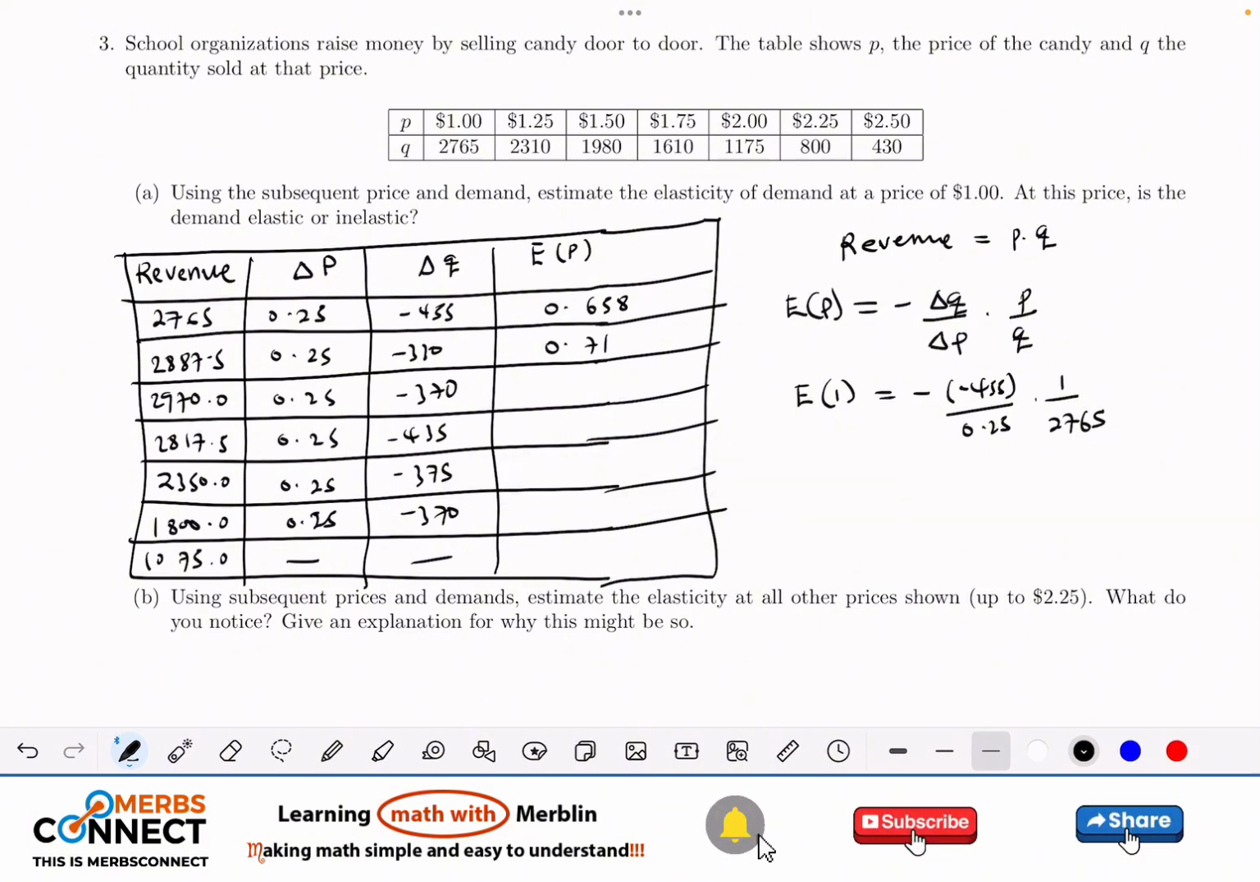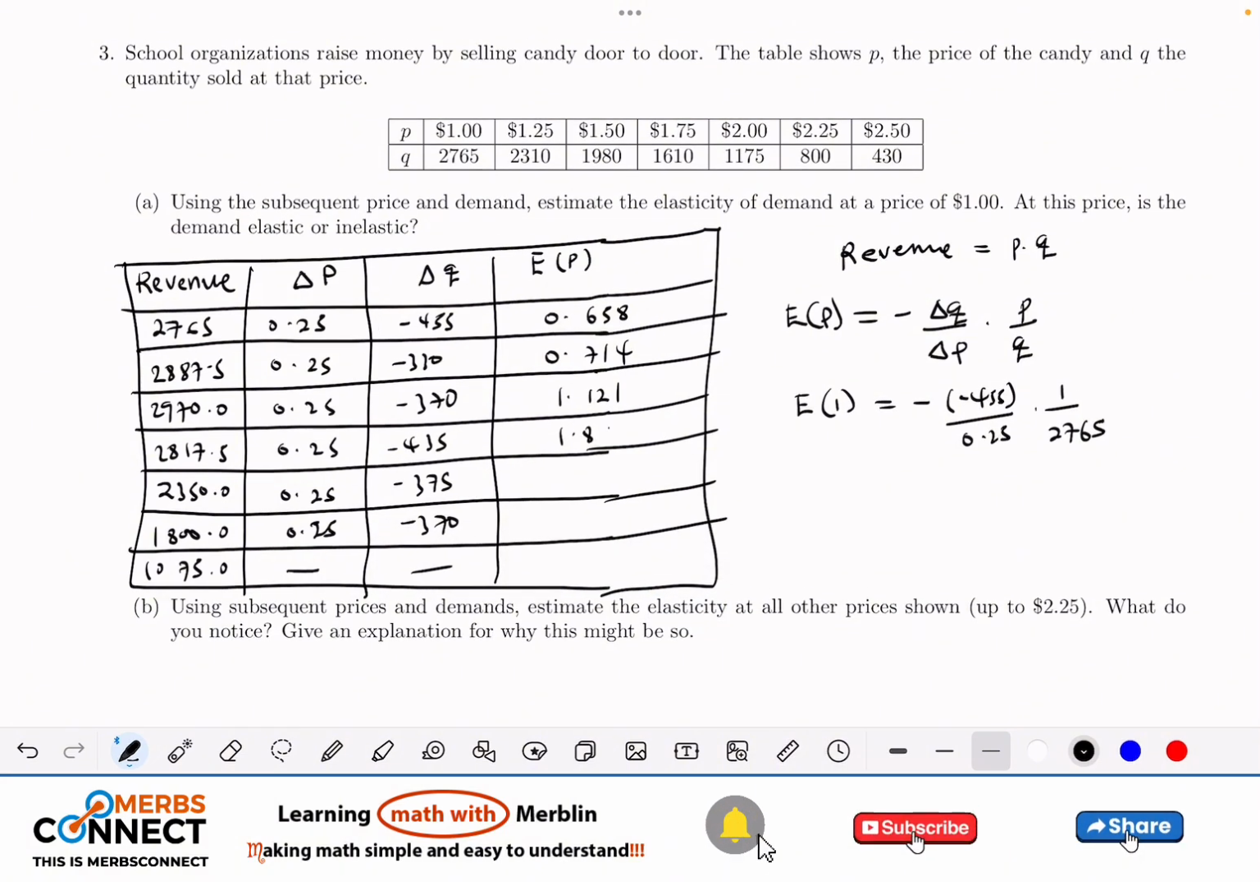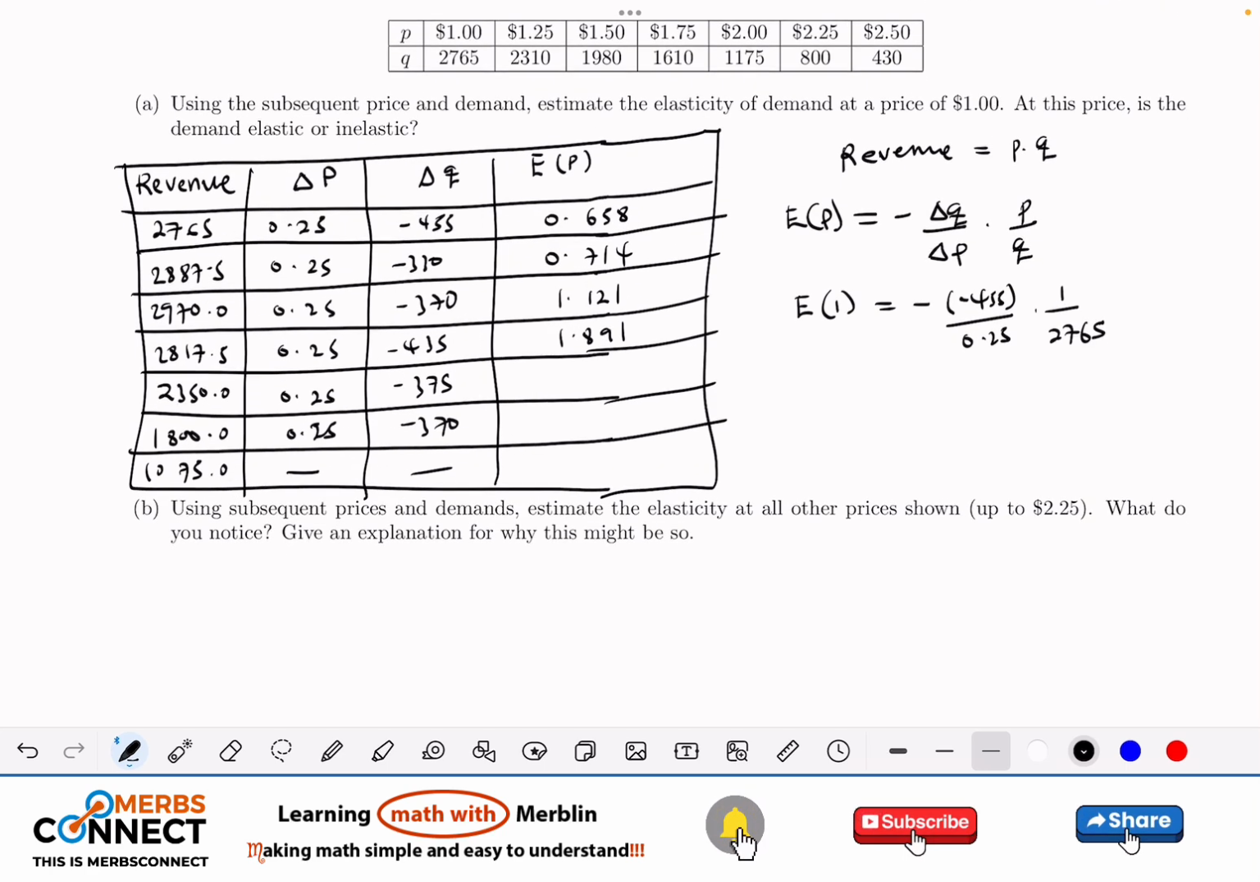Let's say 0.714. The next one will be 1.121. Then the next one will be 1.891. The next one should be 2.553. Then the next one should be, let's say, 4.1625. We don't have this one too.